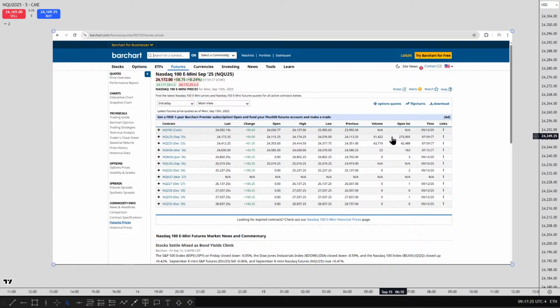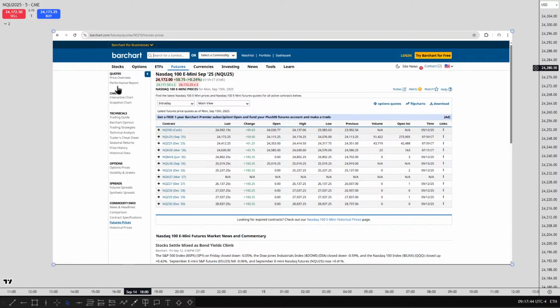Whilst we're rolling over, the number from here is going to start reducing, and it's going to start increasing on this one. When the amount of open interest on NQZ is higher than the amount of open interest on NQU, that is when you're going to switch over to the NQZ contract.